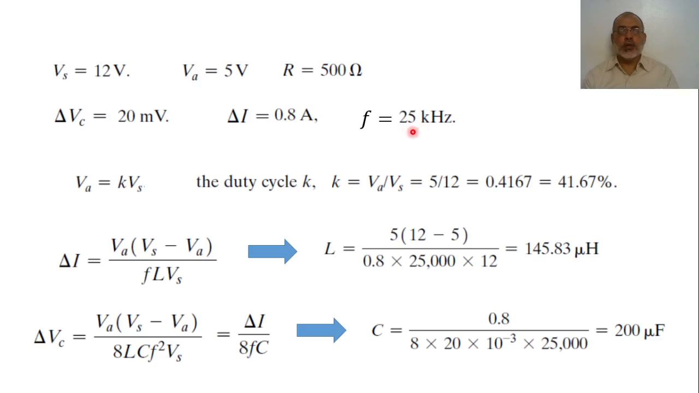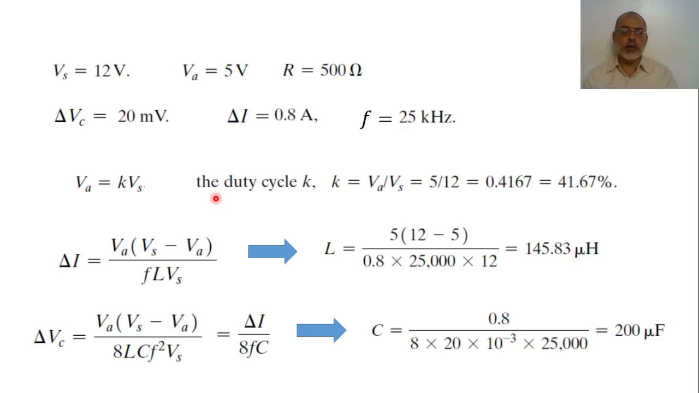To determine the duty cycle K, we say that the average voltage at the output VA equals K multiplied by Vs. And already we have Vs and we have Va. This means that K can be obtained as Va over Vs, which is 5 over 12, which is 0.4167 or 41.67%. This is the first requirement: what is the duty cycle?